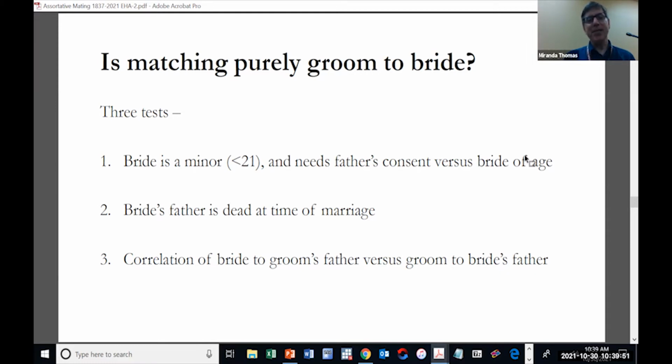And then the third test is the correlation of the bride to the groom's father versus the groom to the bride's father. This time, though, using another measure we have for the 19th century, which is the literacy. People sign the register. So we know when the bride and groom are literate. And it turns out we can apply the same kind of method to show what the correlations are, again, using literacy matched up to occupation.